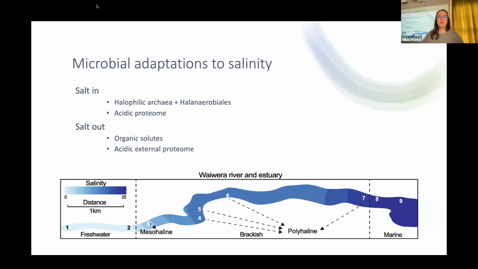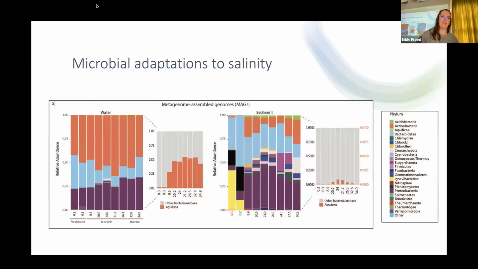By comparison, with the salt-out approach you do tend to see a little bit of increased acidity in the external proteome, the proteins exposed to the salty environment, but it's much less well studied, and nothing has really been done at this lower end of the salinity scale where we're moving from freshwater to marine. Just a bit of background. The only thing I want you to take away is that we sampled water and sediment sites, but we'll be primarily focusing on the water column sites today.